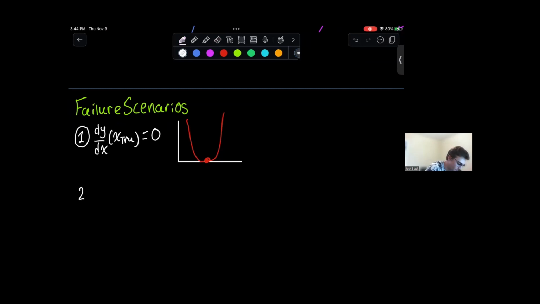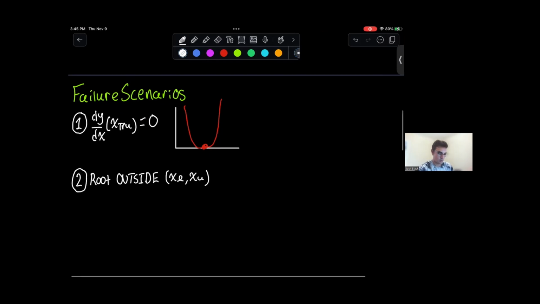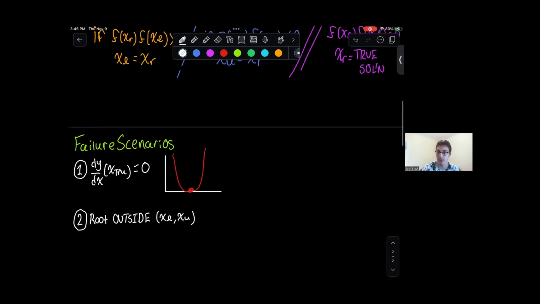Another failure scenario is if our root is outside what we've labeled to be XL and XU. This is usually if we're just taking a random stab at finding the solution to a function. Normally with bracketing methods, we have to see the function first and then have a good guess about what XL and XU should be. Other than that, that's all the regular falsi method that we're going to be going over.